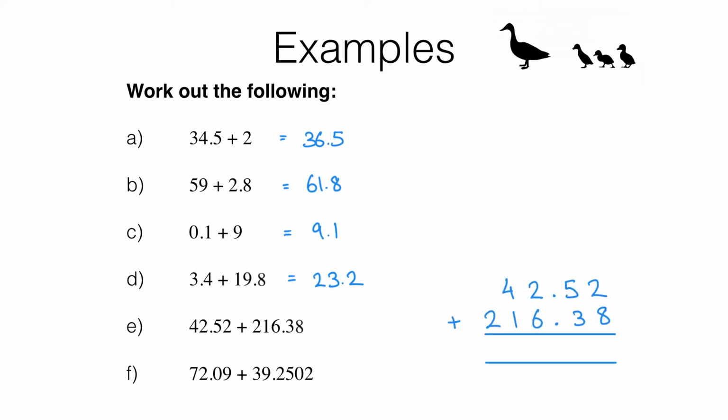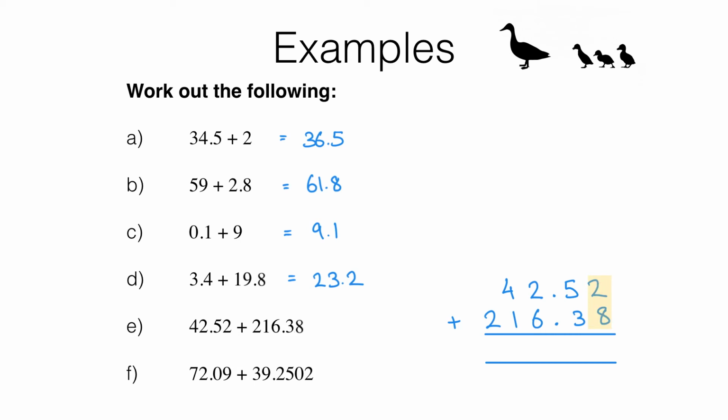Here's what you should have got. Again, it's important to make sure the place value columns and the decimal point are correctly lined up. Now, it doesn't matter, however, if you put the 216.38 above the 42.52. Either way is fine. Now, let's start from the right-hand side.